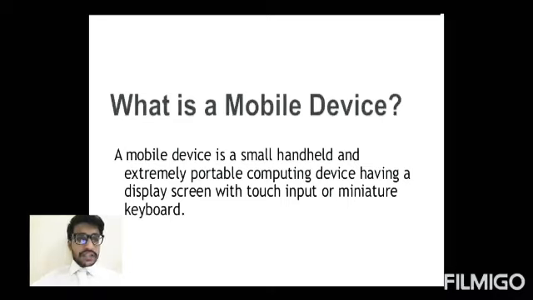What is a device? Mobile device. A mobile device is a small handheld computing device having a display screen, touch input, and miniature keyboards. Generally, a mobile device is a pocket-sized computing device, typically having a display screen with touch input or a keyboard.